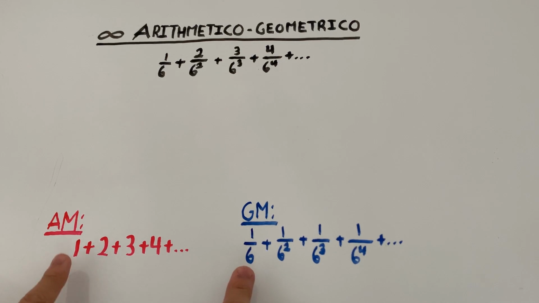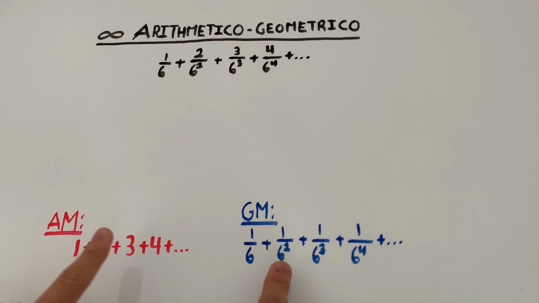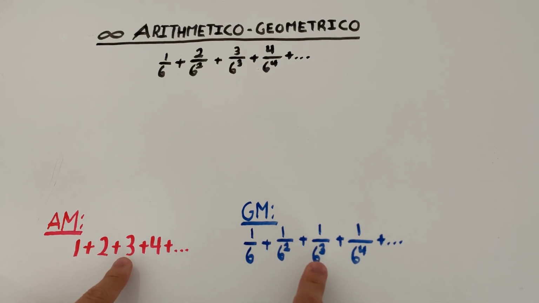So the first term would be 1 times 1 over 6, which is 1 over 6. The second term is 2 times 1 over 6 squared. The third term is 3 times 1 over 6 cubed. The fourth term is 4 times 1 over 6 to the power of 4, and it just continues.